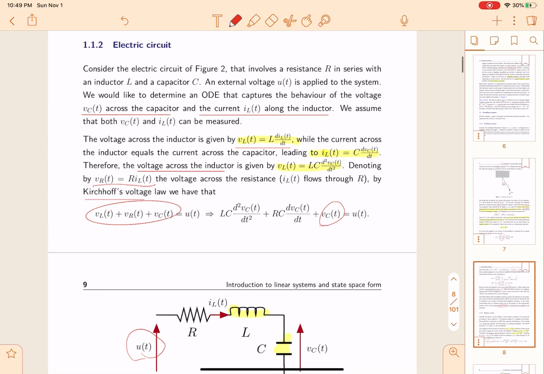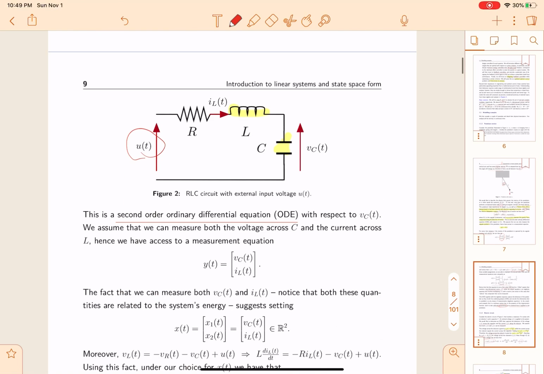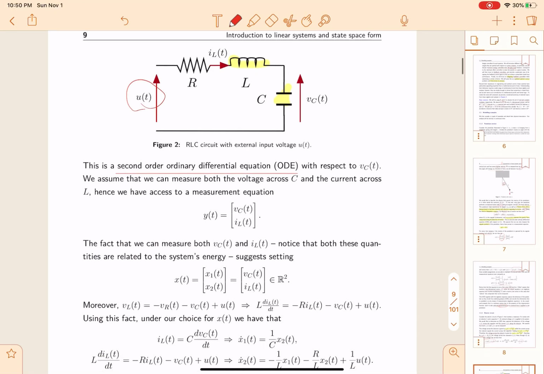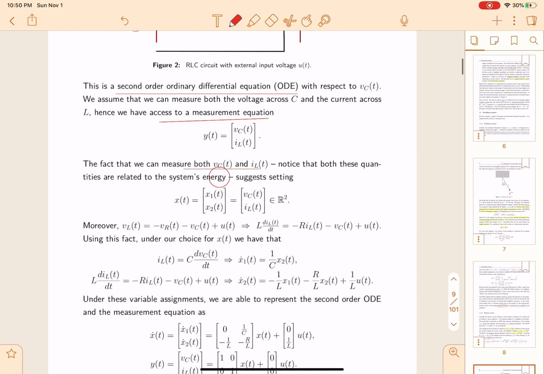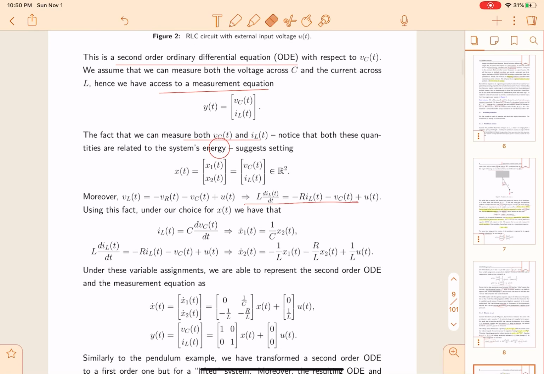And we want to find VC and IL, remember that. We assume that we can measure both the voltage across C and the current across L. So we will have access to a measurement equation. The fact that we can measure both, notice both of these quantities are related to energy. So we rearrange the equation and, under our choice, we have IL like this.